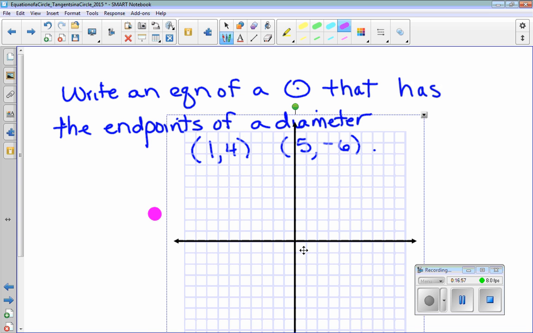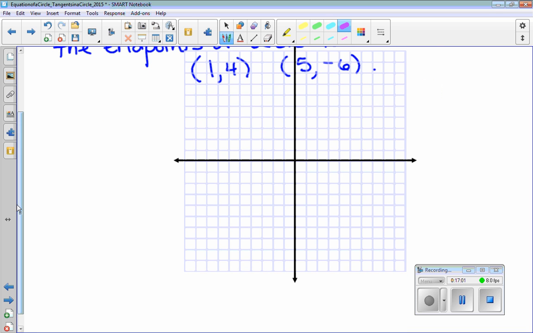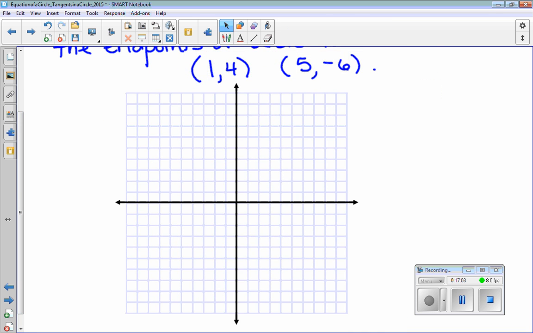And again, if I have to change the numbers, I apologize, since I made it up on the fly here. So let's see. If I'm going to graph the point 1, 4, and I'm going to graph the point 5, -6, there is some kind of circle that passes through those 2 points, and it's the diameter of the circle.